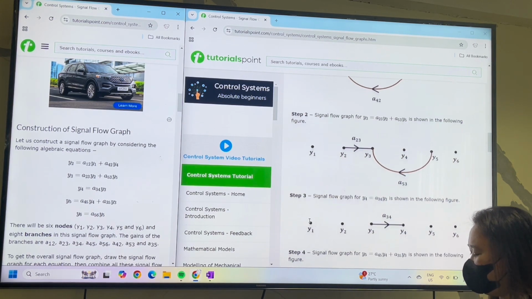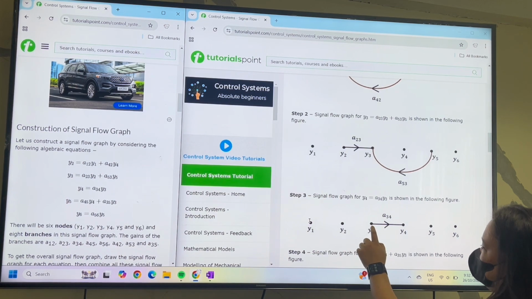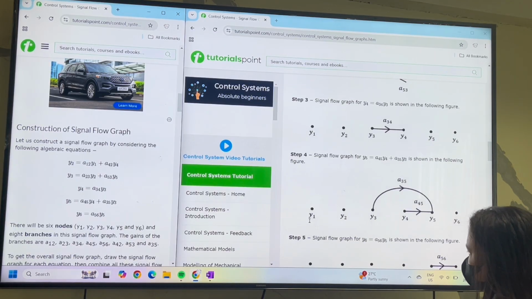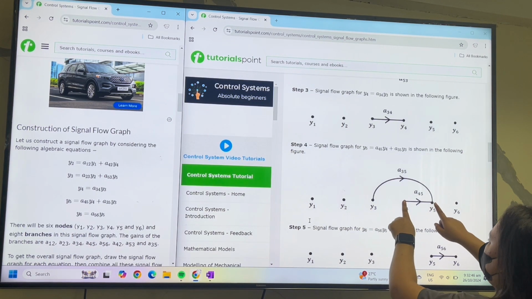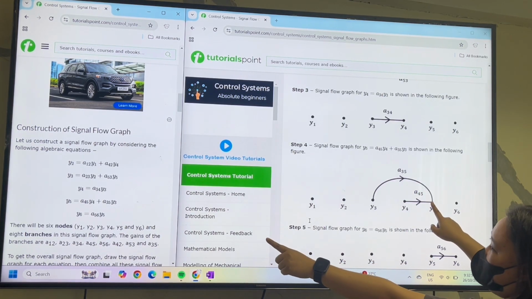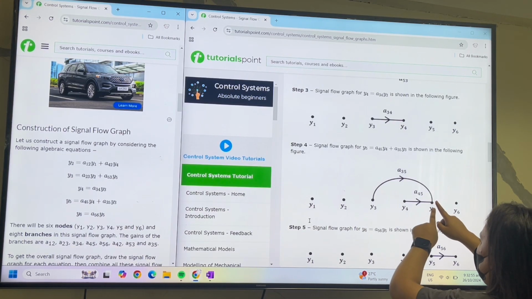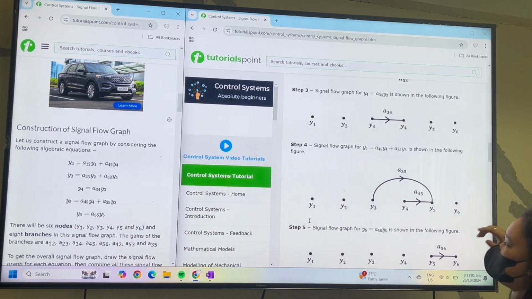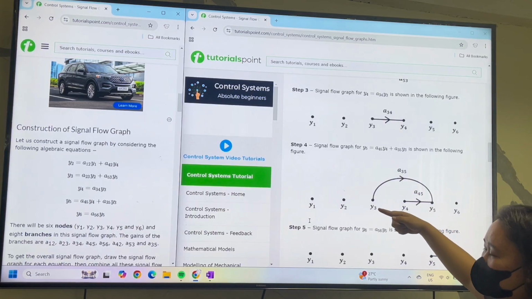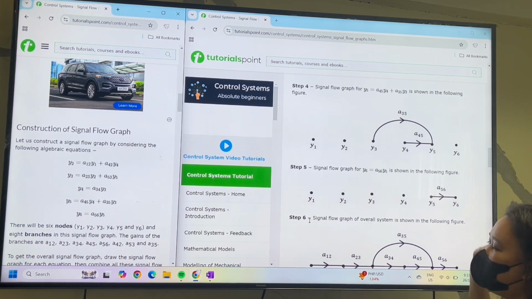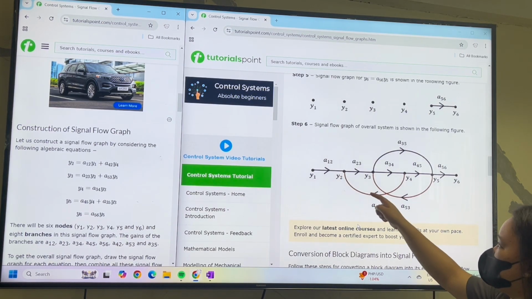Y4, the output, comes from Y3 with A34. Now for Y5, Y4 goes to Y5 with gain A45. But for Y3, A35 cannot skip. Of course, it cannot jump. So A35, Y3. Next, we have Y6, A56, Y5. Of course, it is just a line. Now, if you draw the overall system.